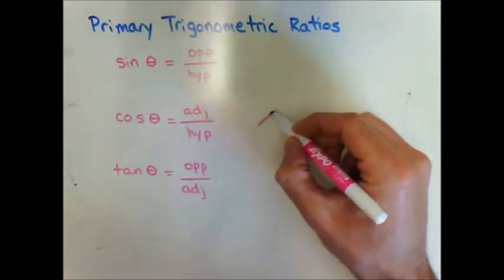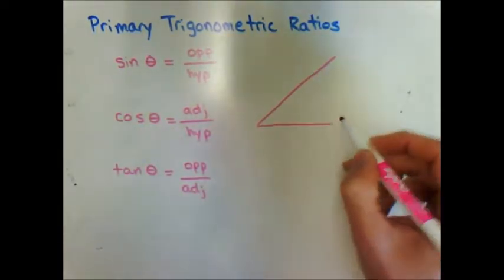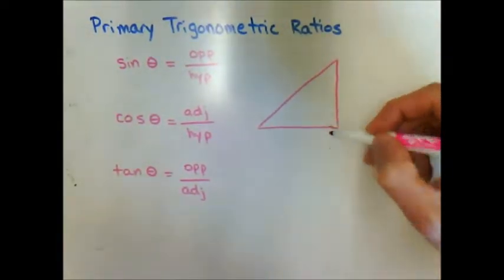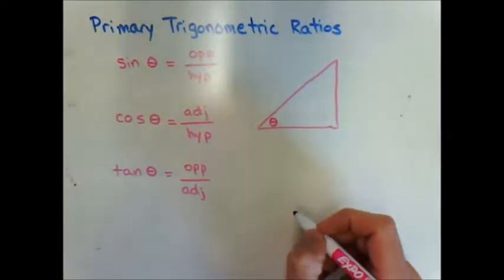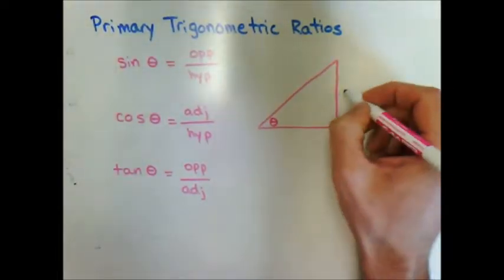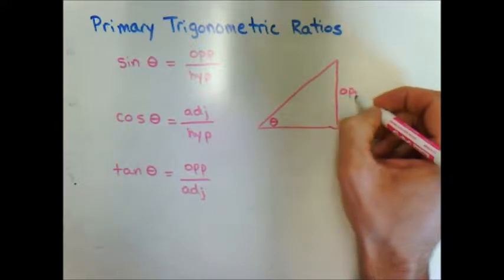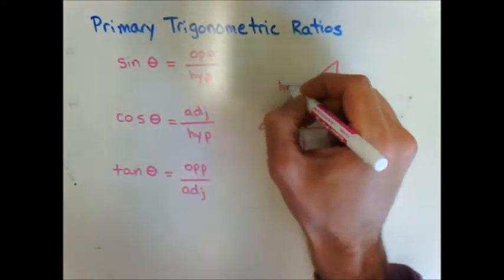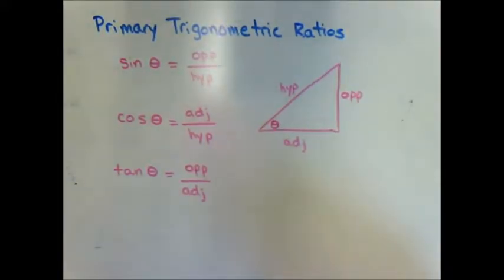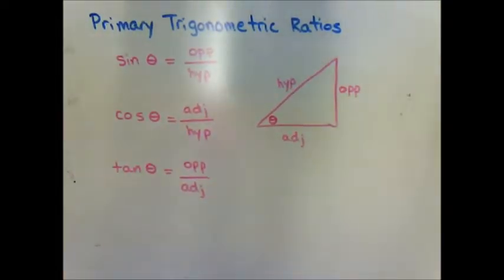So go ahead and draw yourself a little diagram here. Label a theta and identify the sides. You've got opposite, adjacent, and hypotenuse. This little note here is enough to solve most simple primary trigonometric ratio problems. So go ahead and memorize that.